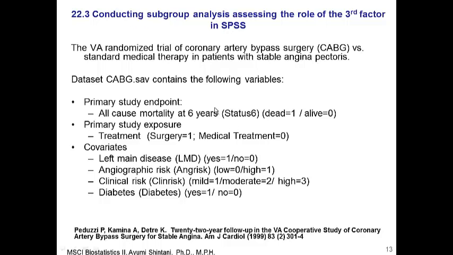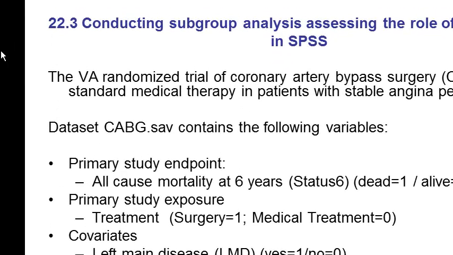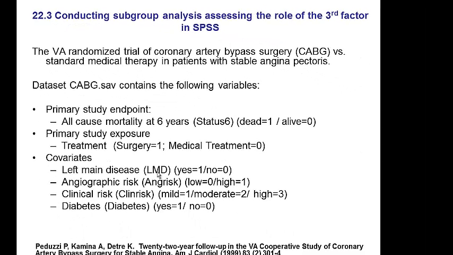And we use the variable status 6, where dead is coded 1 and alive is coded 0. The primary study exposure is treatment. The variable for that is treatment, and surgery is coded 1 and medical treatment is coded 0. A potential confounding factor or potential effect modifier in this example is whether the patient had left main disease, LMD. Yes is coded 1 and no is coded 0.